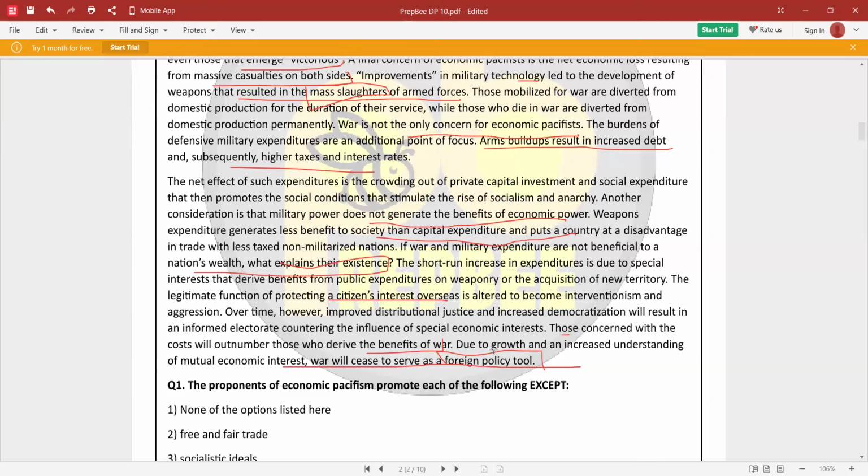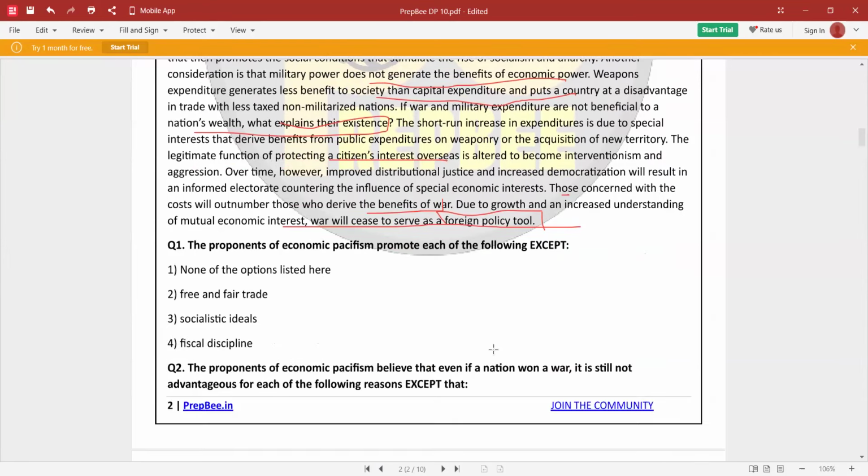I know the words are not what you are used to, but let's see the questions now. The proponents, the supporters of economic pacifism, promote each of the following except: free and fair trade, socialist ideas, fiscal discipline. So it does not promote socialist ideas. It promotes free and fair trade. True. It also talks about fiscal discipline. That is also true, but it does not support socialist ideas, right?